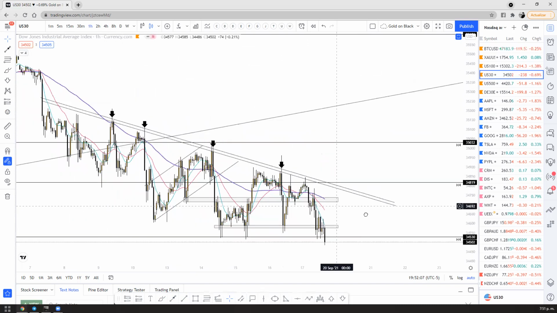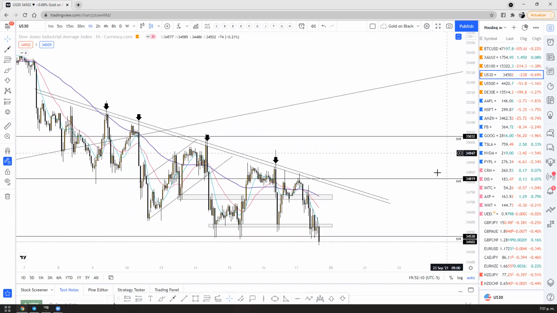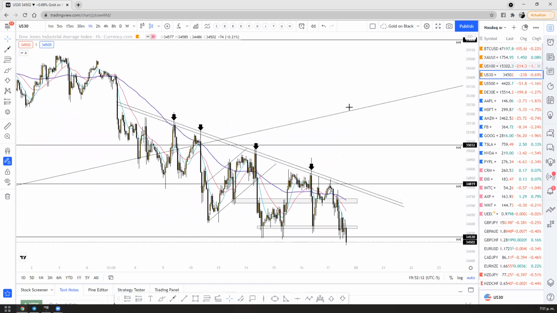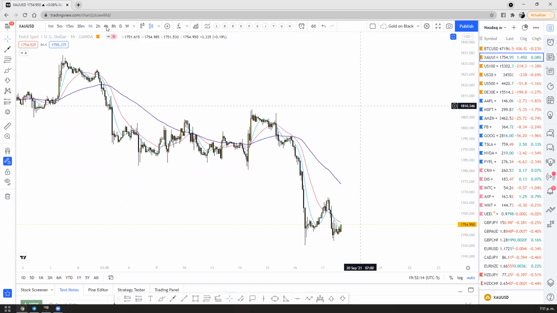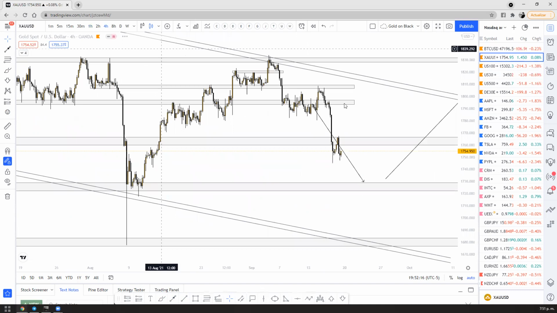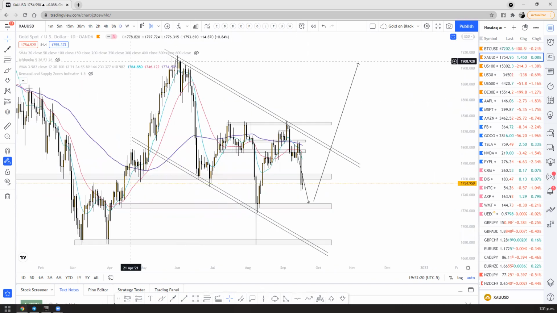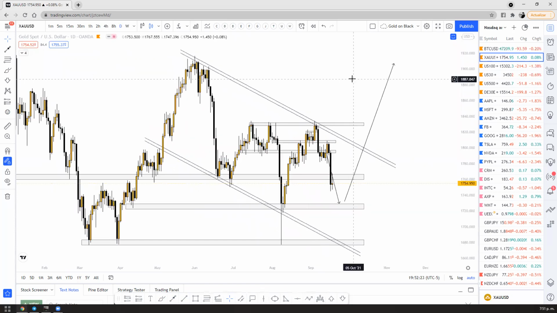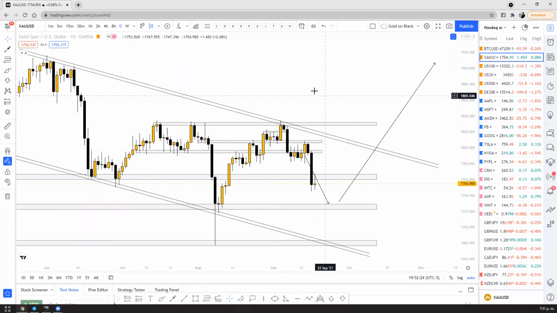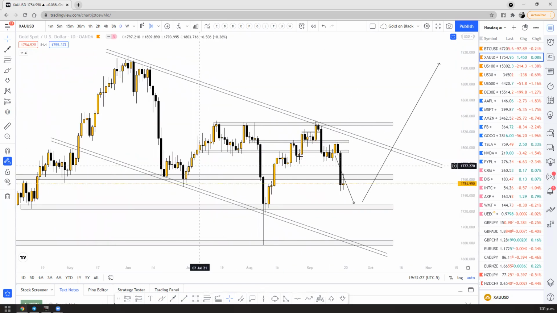So that's it with Nasdaq and US30, guys. Let me just show you right quick before we finish this analysis for next week. Let me jump in on gold. So what we're seeing, let me remove this. Gold is still within that flag, let's say consolidation, right there.